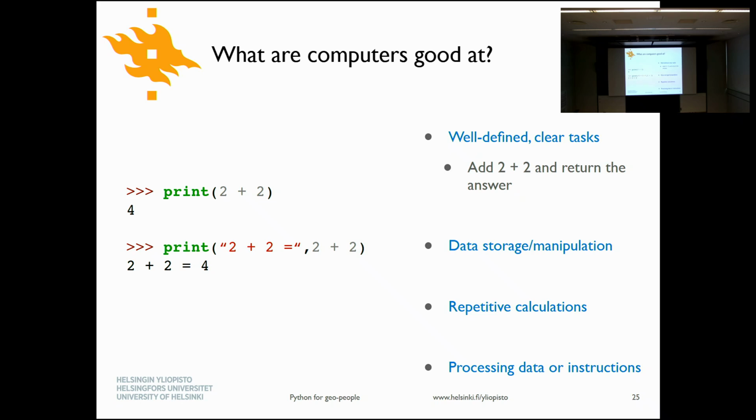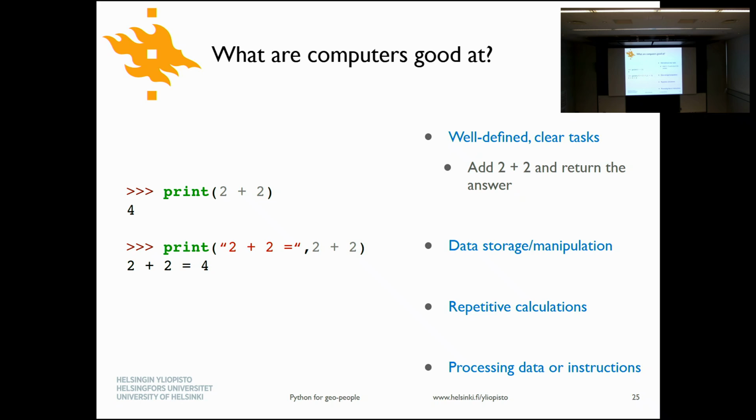But you have to break it down into simple tasks, such as 2 plus 2, and then the computer understands it. That's a big part of programming: breaking a vague, complex task into smaller, easy to understand pieces for the computer. So we have well-defined tasks. Computers are very good at data storage and manipulation, and that has made our life easy over the past decades.